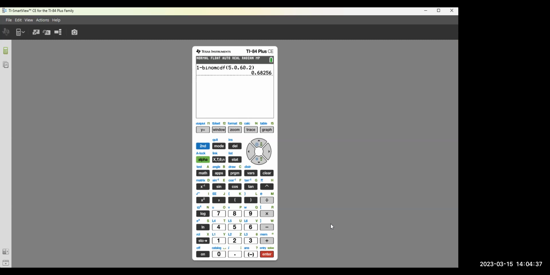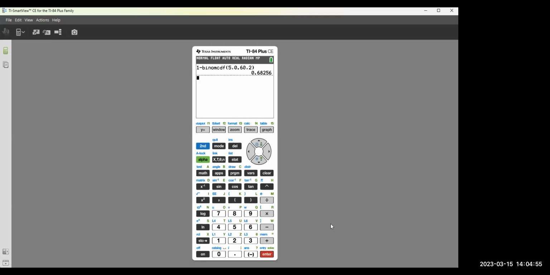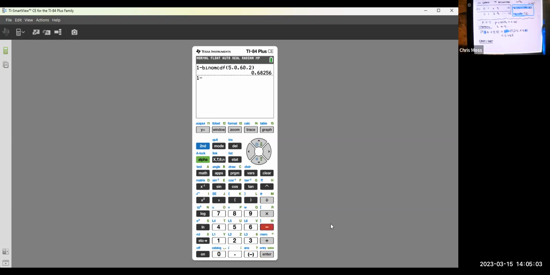Now the X value is 2. It's got to be 1 less than what we're interested in. This is definitely the keystrokes, and how we got 0.683, because some of you are getting a different answer. 1 minus, and you have to make sure you use the CDF tool, not the PDF. If you use the PDF, you'll get the wrong answer. That's a very common mistake to make.